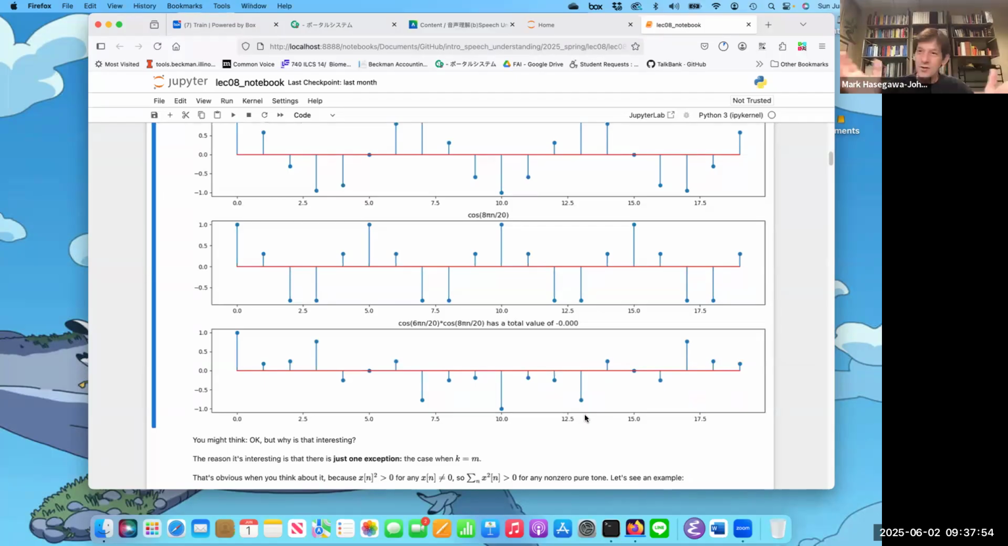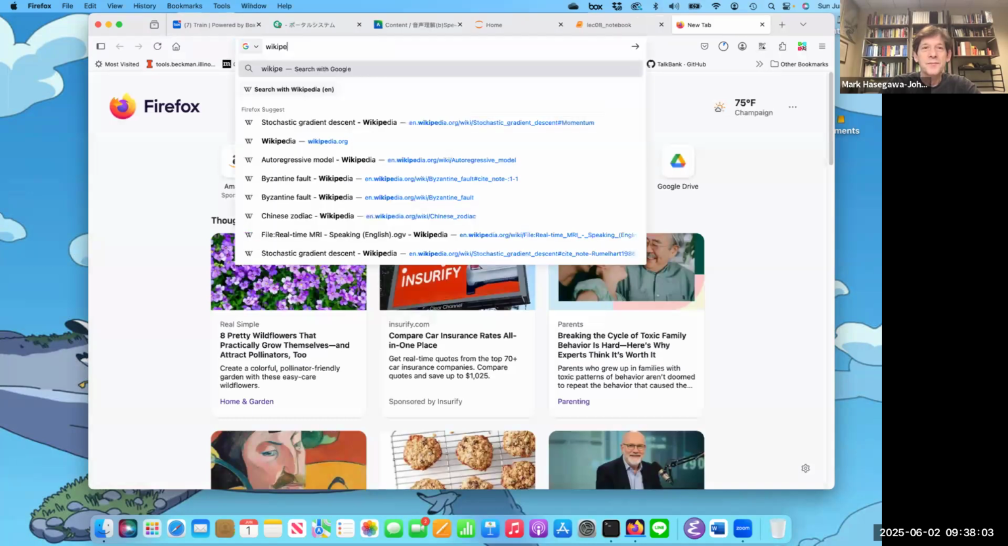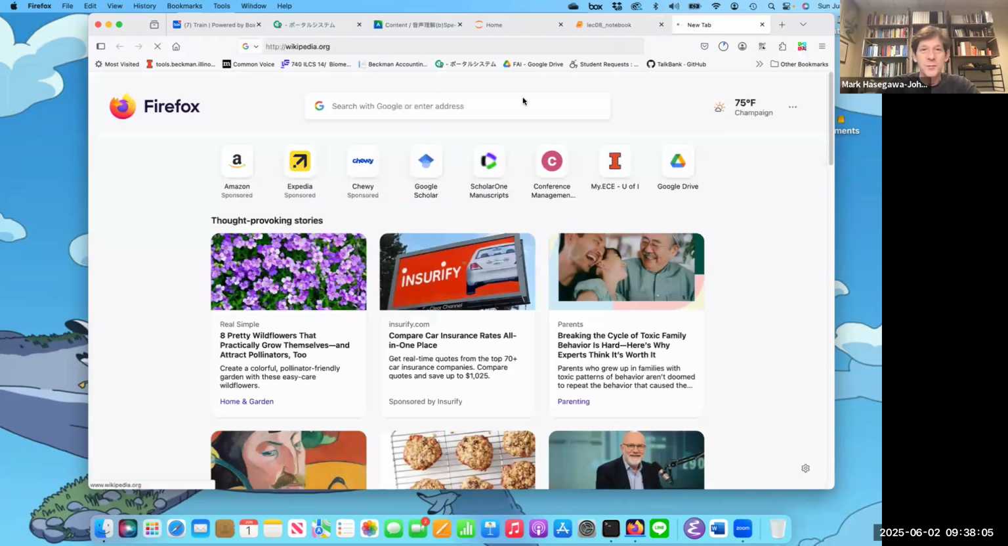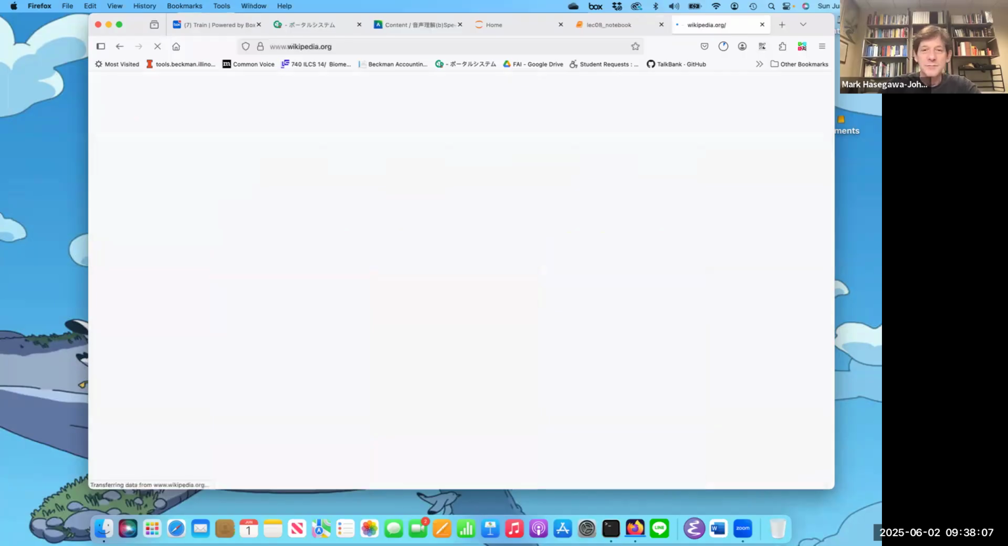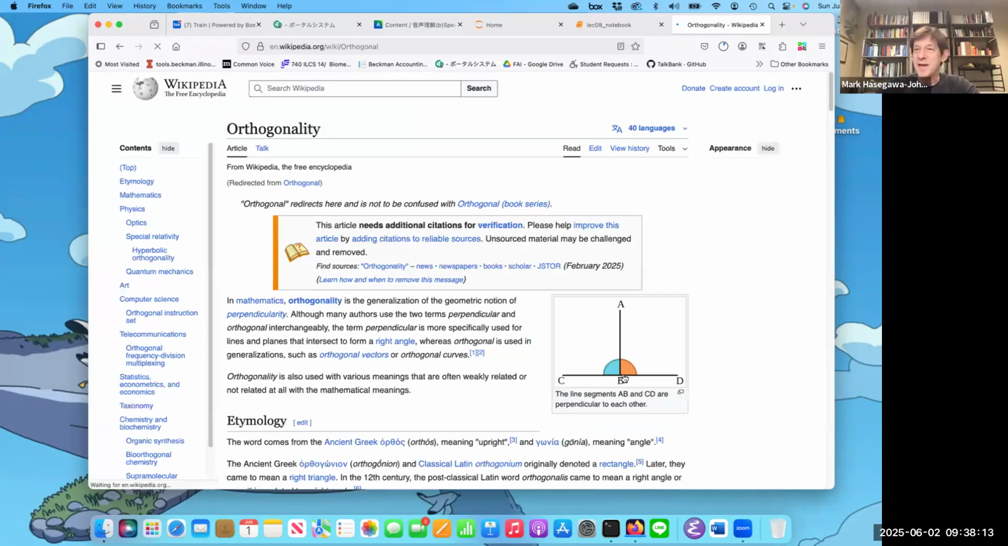All right, so this is called the principle of orthogonality. Orthogonality means perpendicular. Let's look it up on Wikipedia and see what orthogonal means. Orthogonal means perpendicular, like this. AB is perpendicular to BC, right? These two things are orthogonal, which means that the angle between them is 90 degrees, right?